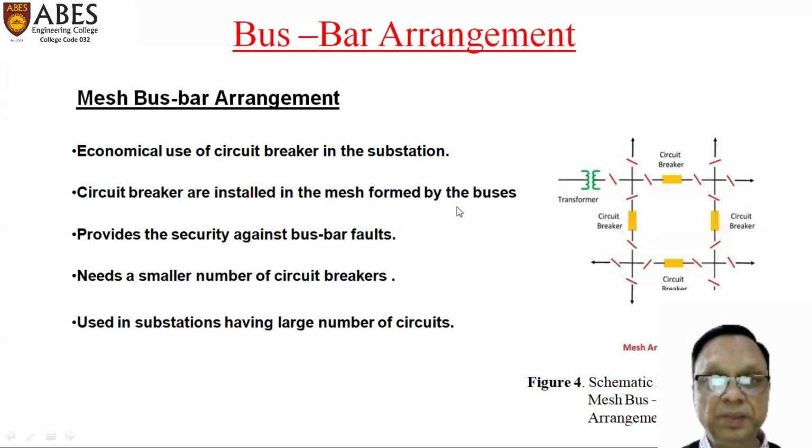And the last arrangement is the mesh bus bar arrangement. Here, all the breakers are connected in mesh form. Mesh is nothing but a closed circuit path. This is also a mesh bus coupler. It gives economical use of circuit breakers in the substation. Circuit breakers are installed in the mesh formed by the buses. These are all buses, these black lines, but they are formed in a mesh. You can see a loop.